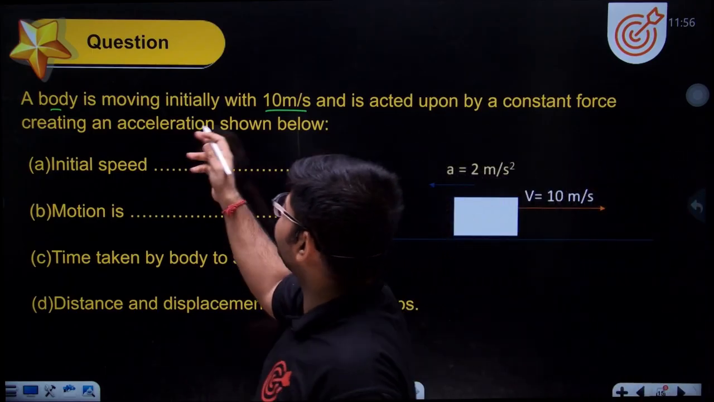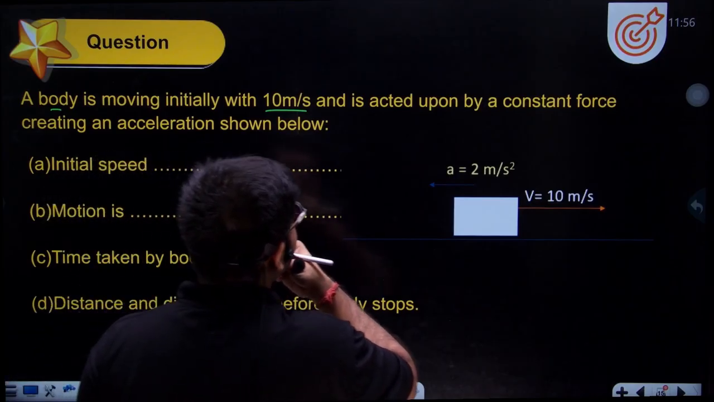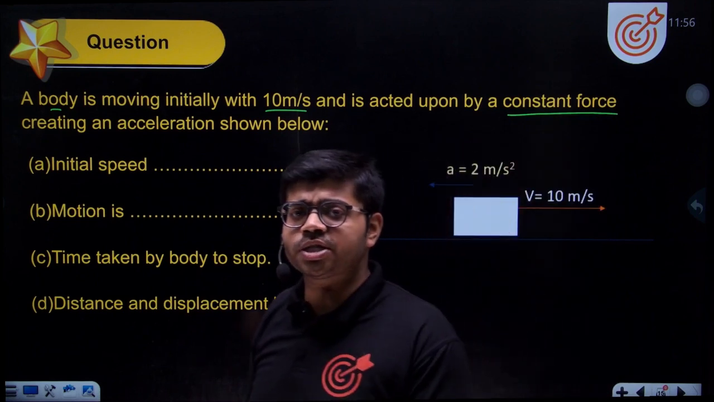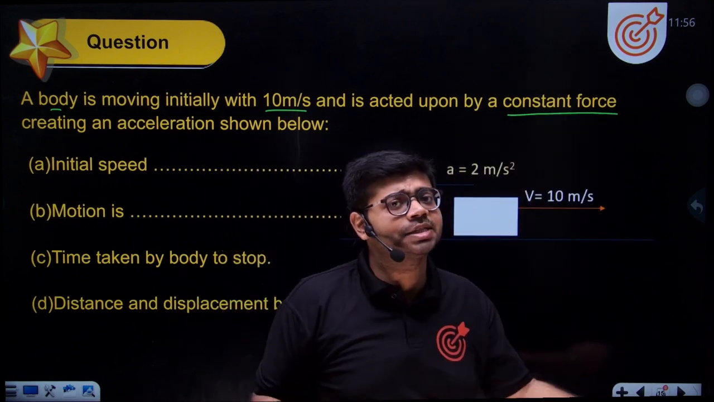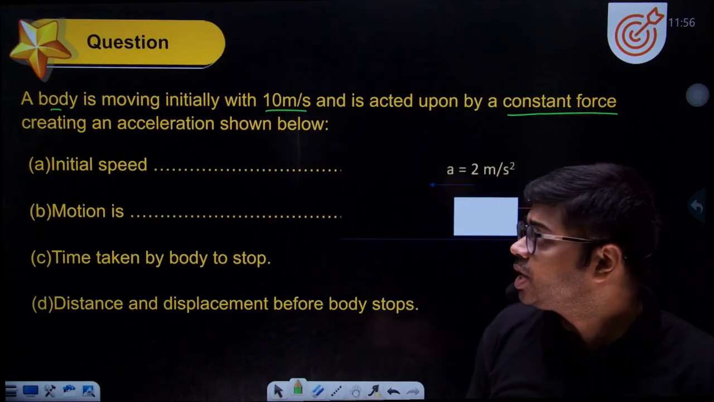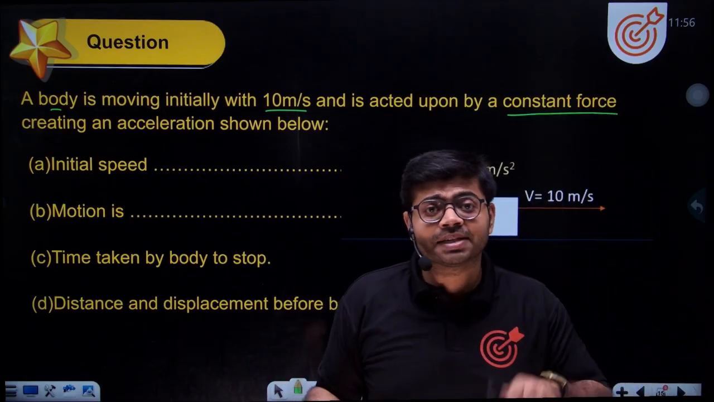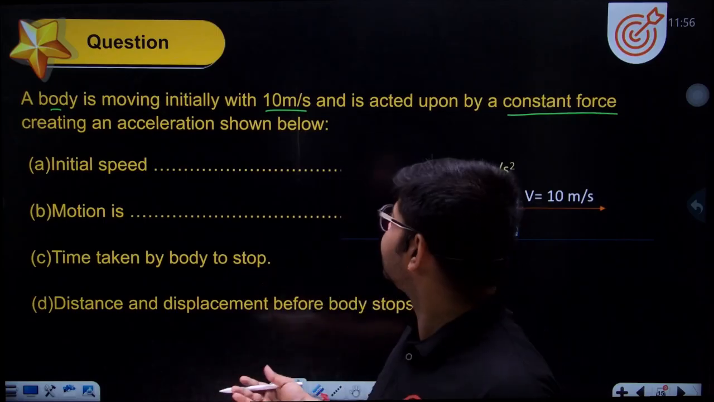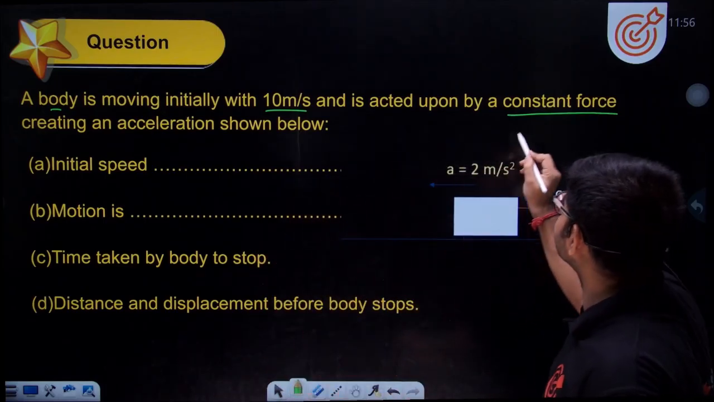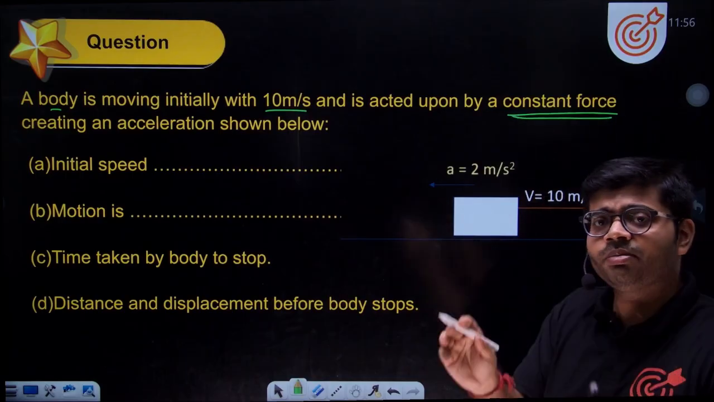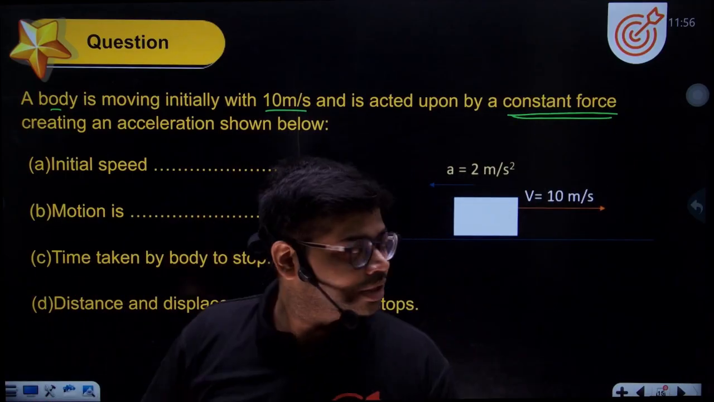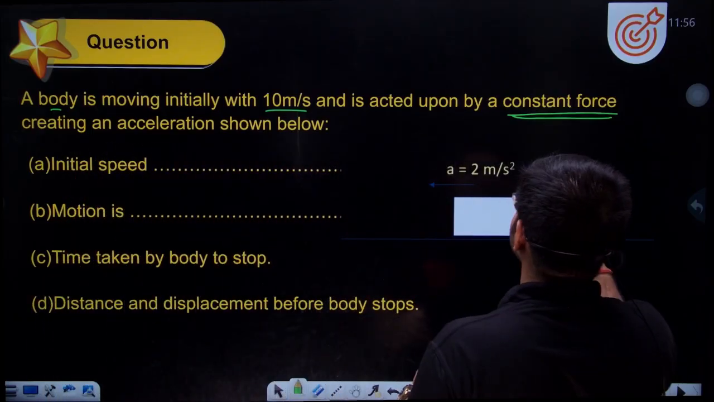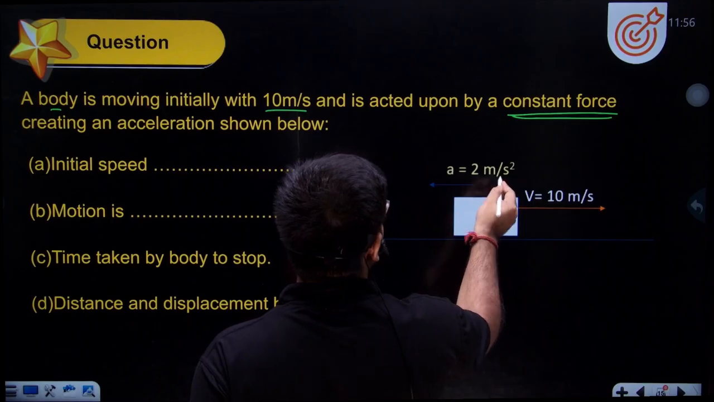So a body is moving initially with 10 meter per second and is acted upon by a constant force. एक constant force act कर रहा है. तो मैंने पहले वाला सम में ही क्लियर कर दिया था फंडा कि constant force का मतलब क्या है? Acceleration is constant. Okay? It is acted upon by a constant acceleration. जहां पर भी आपको ये नजर में आएगा constant force, always remember वहां पे acceleration is constant. Okay. Creating an acceleration shown below. So the acceleration is shown below. So a is equal to, you see, 2 meter per second square.